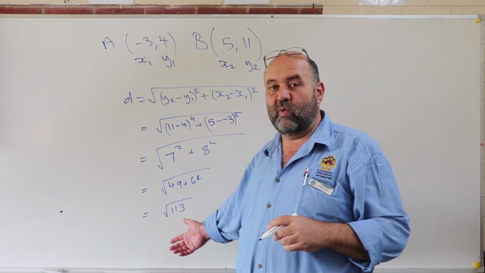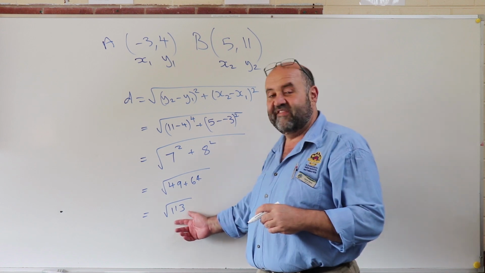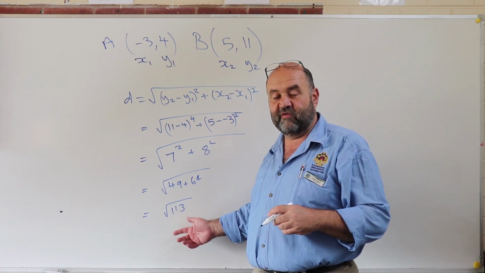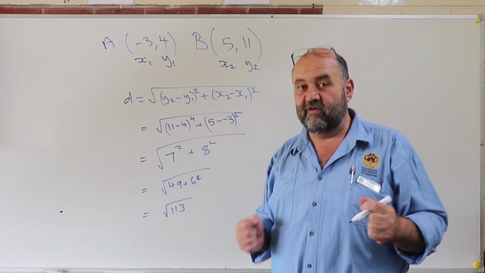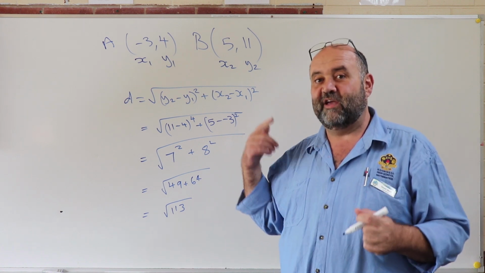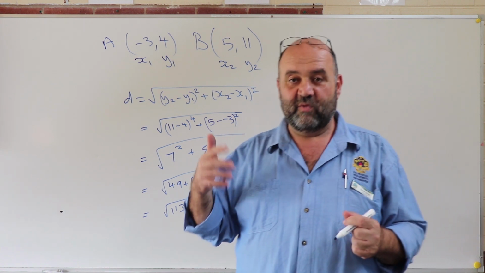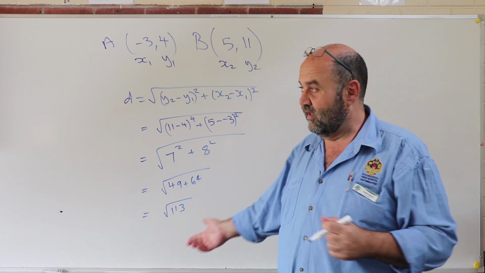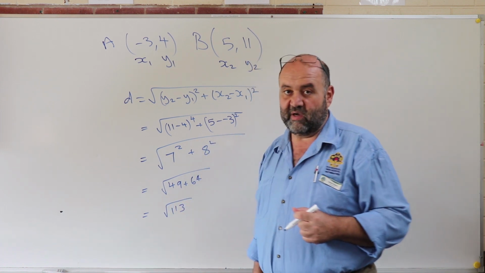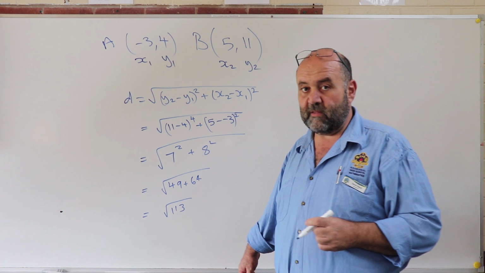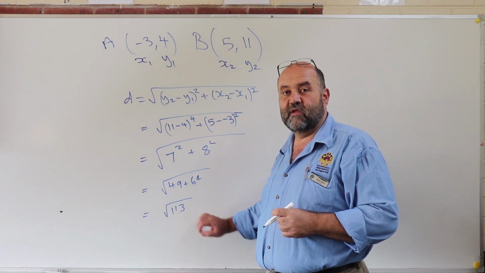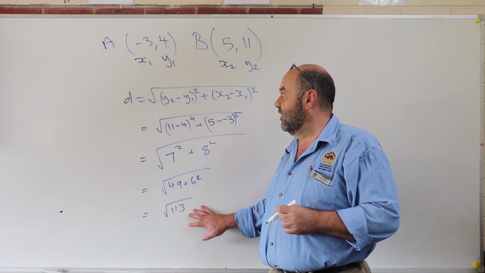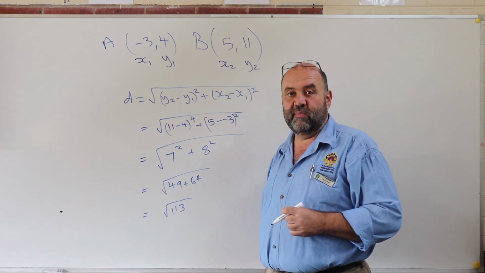If there was a square number that went into this surd, I'd certainly simplify my surd, because remember, every time you see surds, what's chanting in the back of your heads, guys? Square numbers, square numbers, square numbers. We're looking for square numbers. There's no square numbers that go into 113. So that's it, job done. There's no more we can do there. There's the distance between A and B.